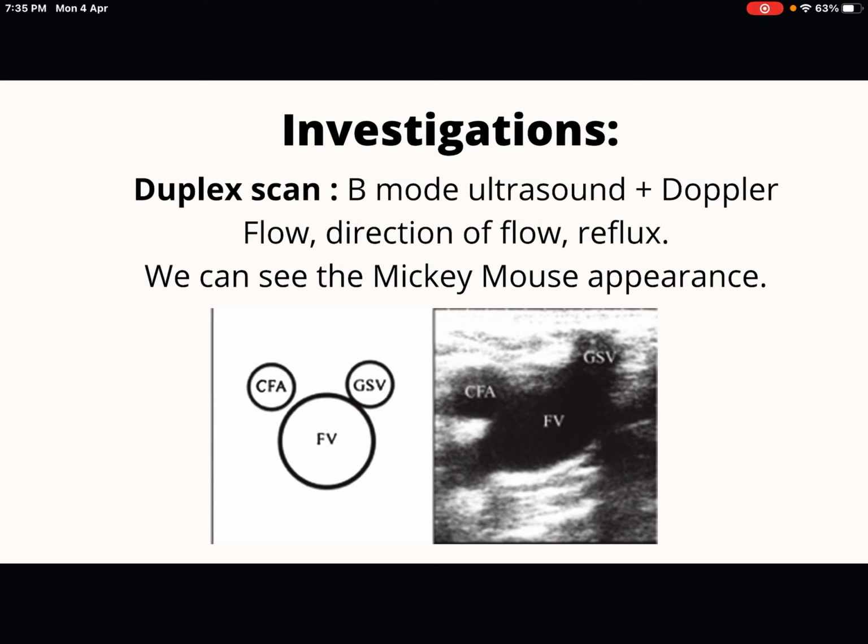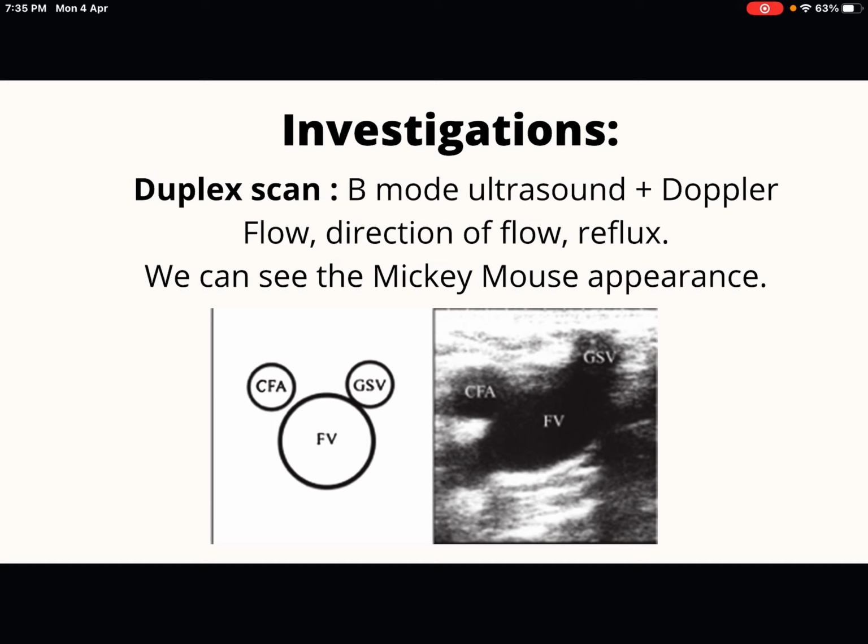Coming to the investigation part. The investigation of choice in varicose veins is the duplex scan. What is a duplex scan? A duplex scan means B-mode ultrasound plus Doppler. B-mode ultrasound plus Doppler is called a duplex scan. It is the investigation of choice in varicose veins.